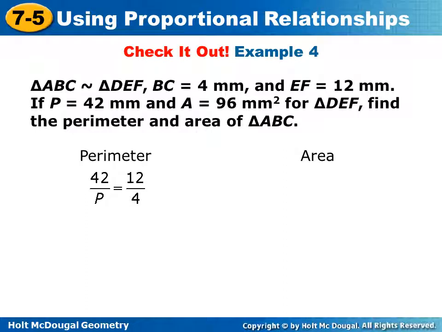For the perimeter, we use the same scale factor. So if it's 12 to 4 for our sides, then the perimeter would be 42 to P. We cross multiply and divide by 12 to get that the perimeter is 14 millimeters.